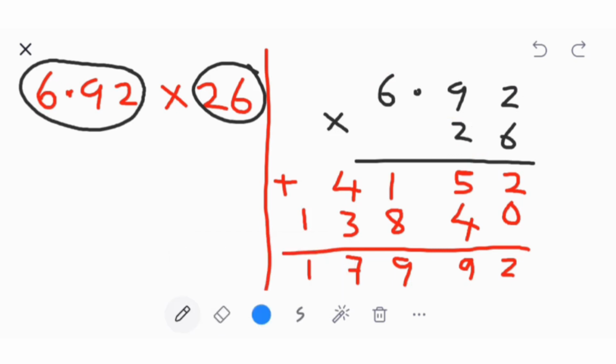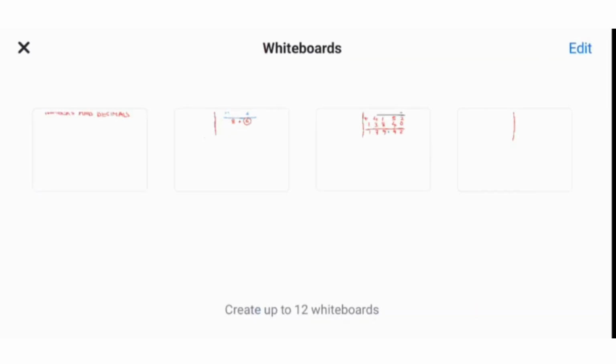Okay. Now after this decimal point that I circled, you have 2 digits, which are 9 and 2. So because you have 2 digits after the decimal point, you will go to your answer starting from the right. You count 2 digits. Let's do that quickly. You have 1 and you have 2. Then you put the decimal point here. So the answer is 179.92. Very easy. Let's quickly go on to the next question.